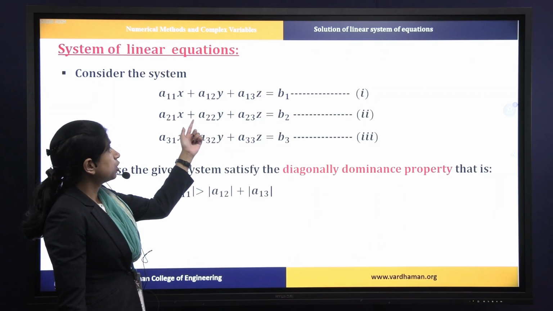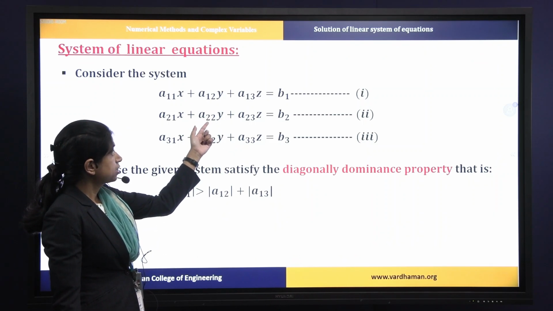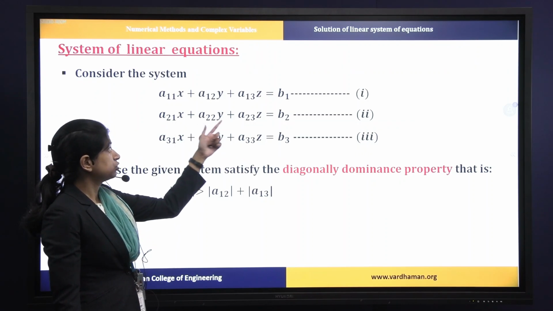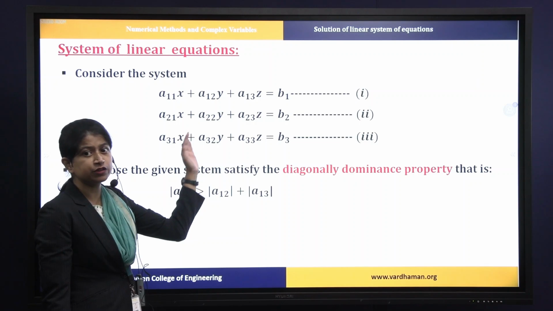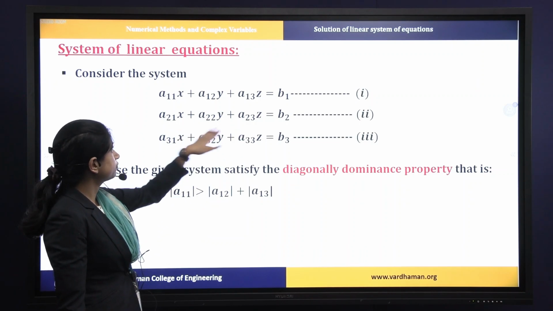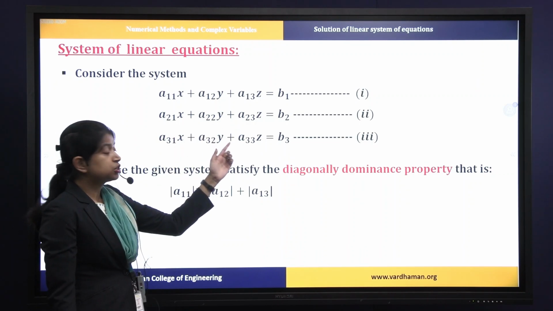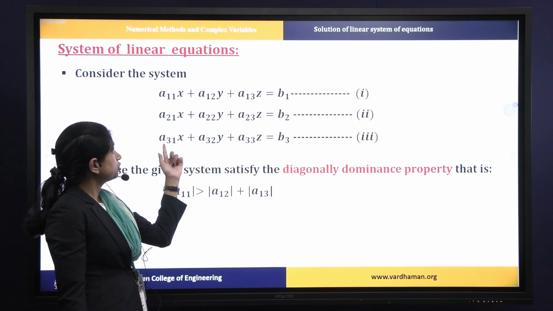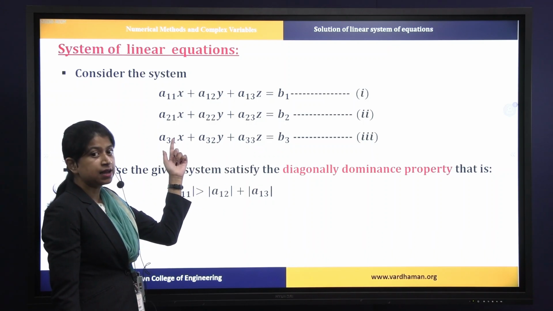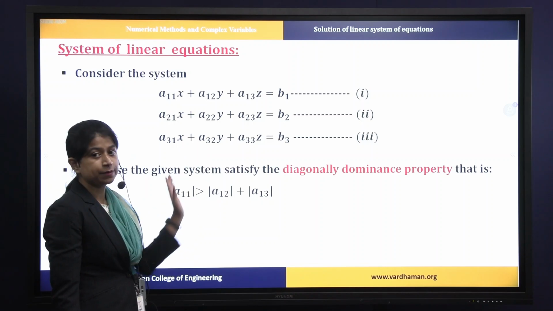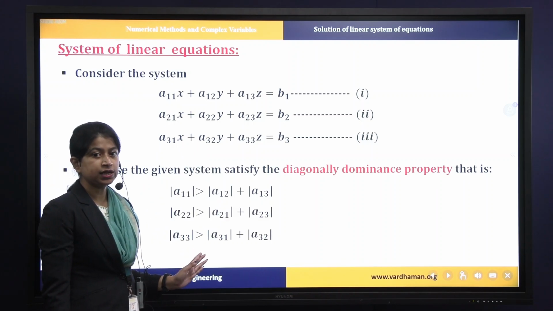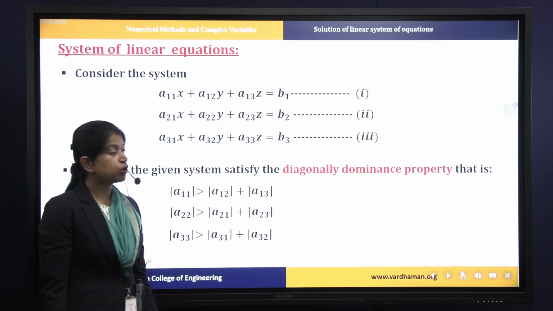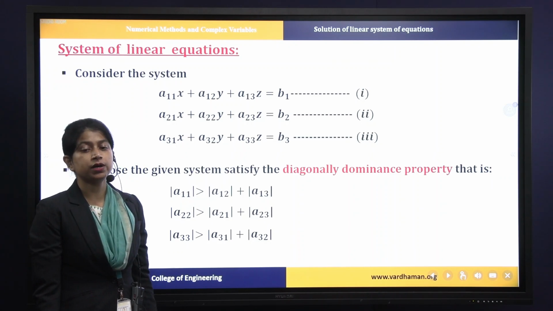Second one, the modulus of coefficient of y must be greater than modulus of coefficient of x and modulus of coefficient of z in any of the equation. Here we are considering from equation 2. And last one, the modulus of coefficient of z should be greater than modulus of coefficient of x and modulus of coefficient of y. This is the diagonal dominance property. If the system satisfies this, then we can solve the system using Jacobi iteration method.